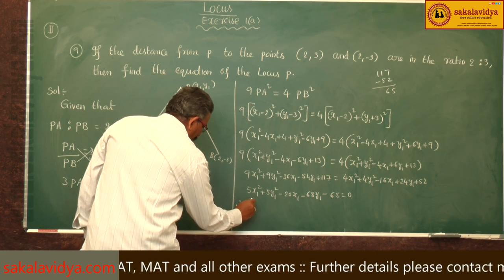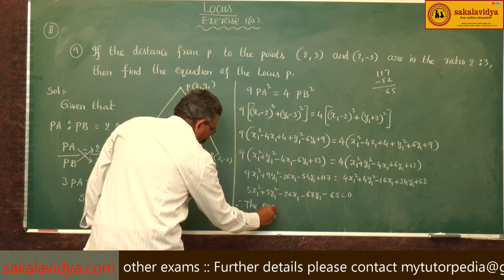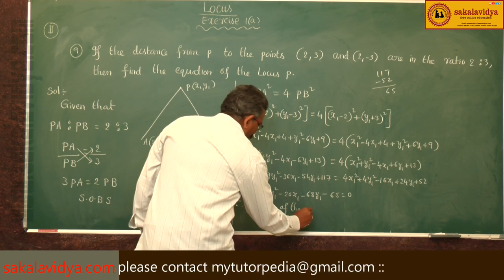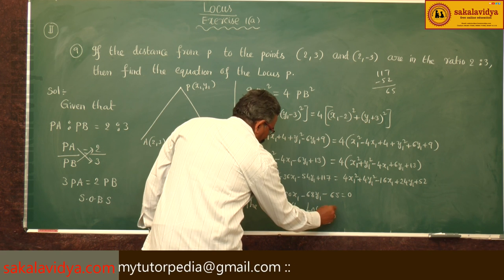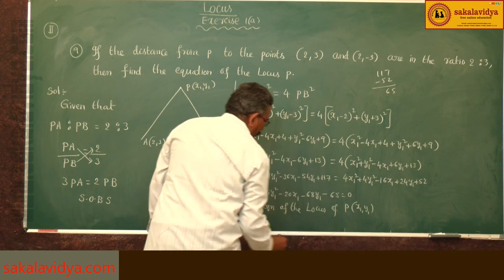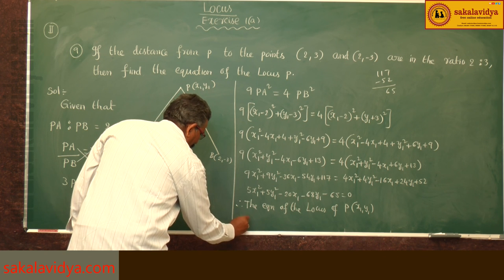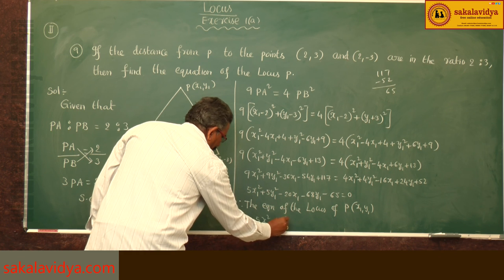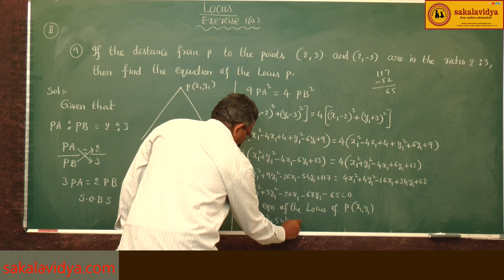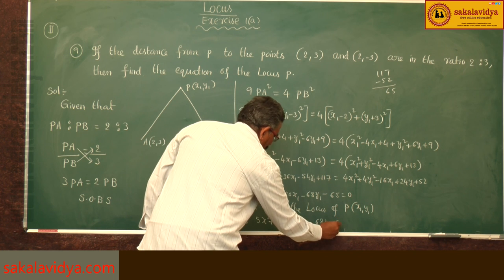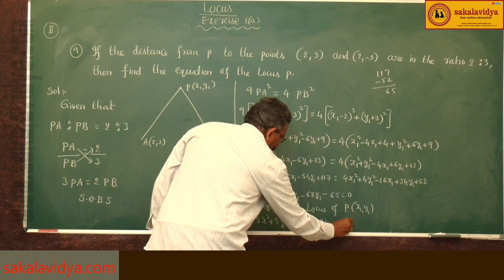Therefore, the equation of the locus of P(x1, y1) is 5x square plus 5y square minus 20x minus 68y minus 65 equals 0.